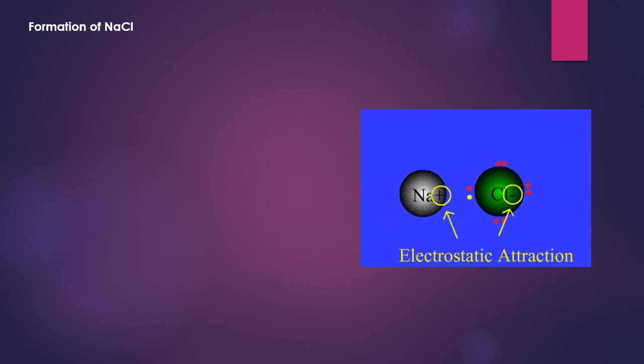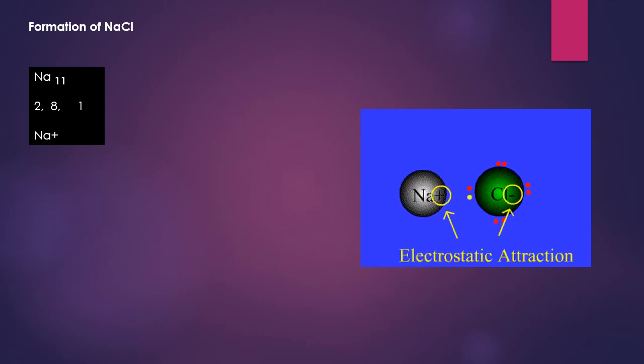When Na+ and Cl- come together, due to electrostatic attraction, due to the force, they will combine together. NaCl will be formed. Let me write here to explain you clearly.